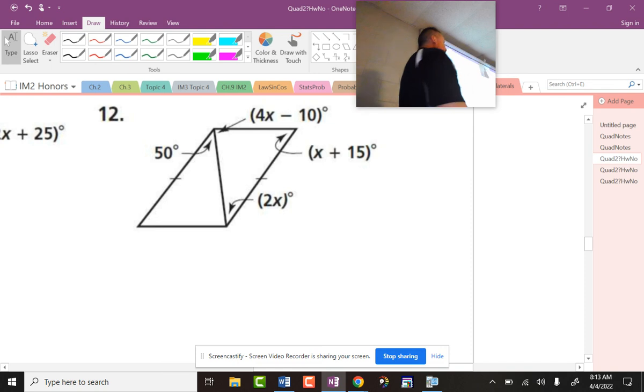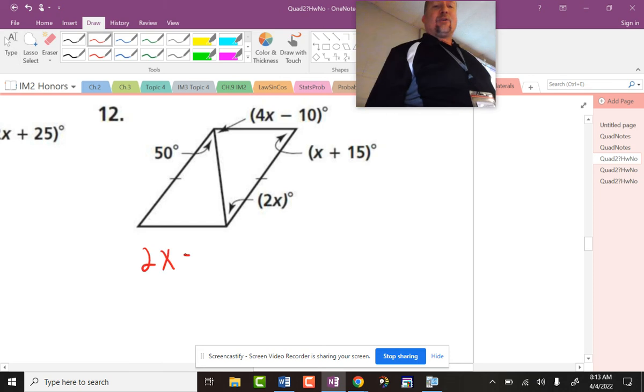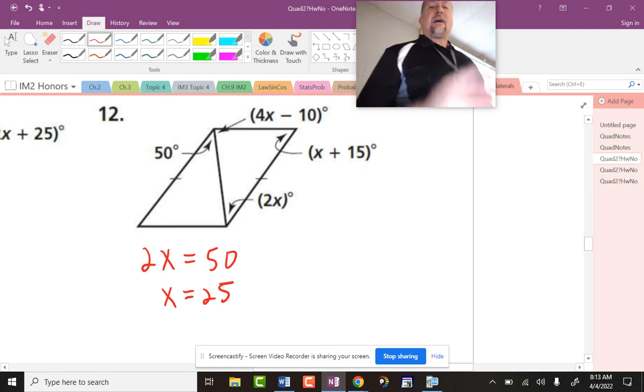Tell me a true equation, Jack. What's going on? Shh. Group number 4, you're messing up Jack. He can't even concentrate. 50 equals 2x. Very simple. All right, so alternate interior angles are equal. Not even going to insult your intelligence on solving for x there.